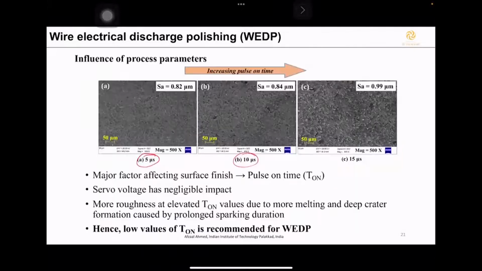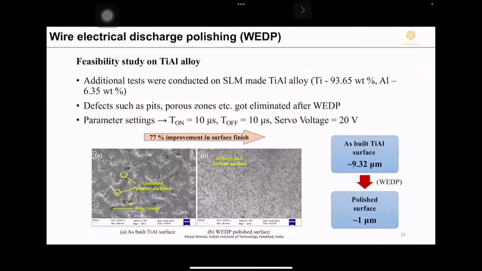Now, these experiments we did on SS316L, stainless steel, which is again a biocompatible material, but we wanted to try the same concept on titanium aluminum alloy as well. Let's say this particular thing works for that, but it may not work for this. So we printed some samples using titanium aluminum alloy, repeated the whole step on this alloy, and found the same results. That means this process is compatible with almost every biocompatible material.